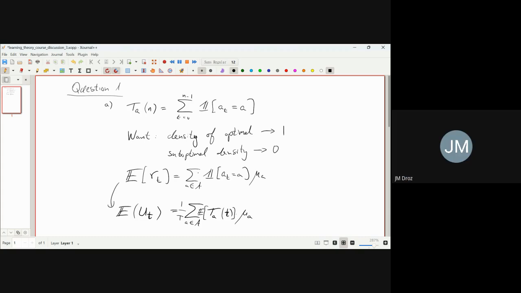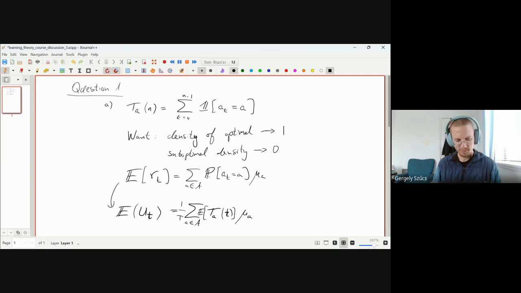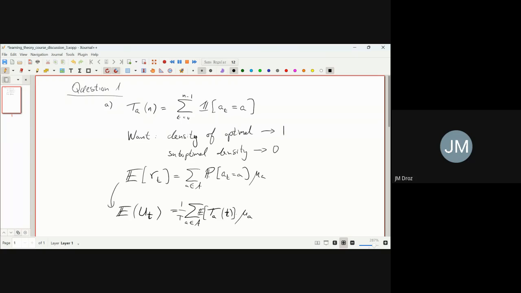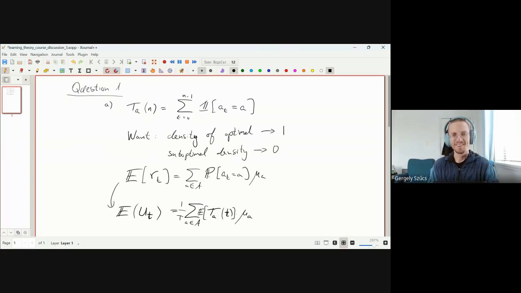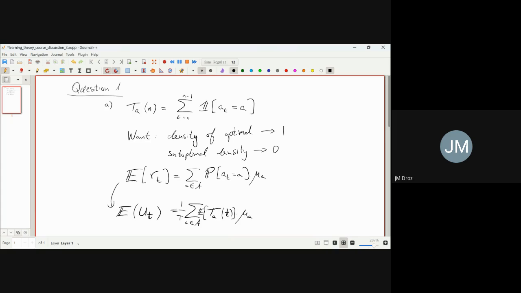Yes. To be precise, I wrote the probability of A_t equal a, and not the indicator function. That's probably different. The probability is the expectation of the indicator. Exactly. Yes, so we already got this.